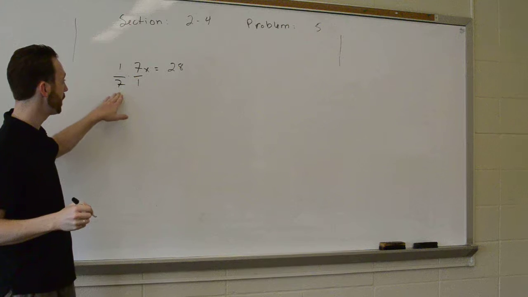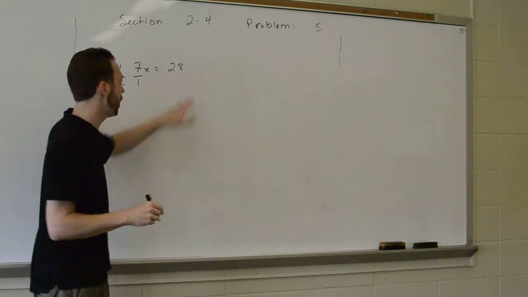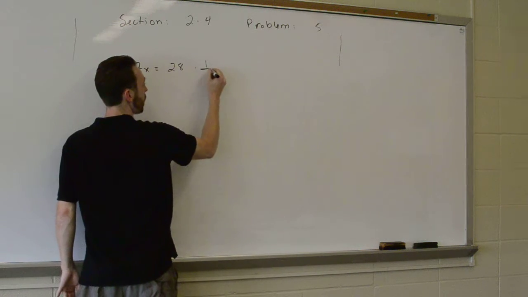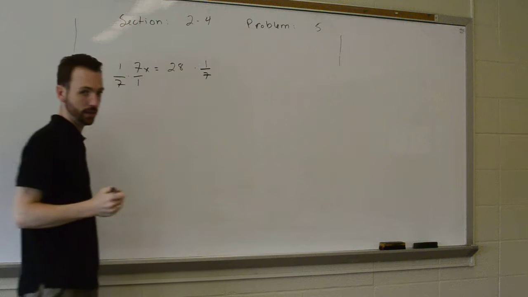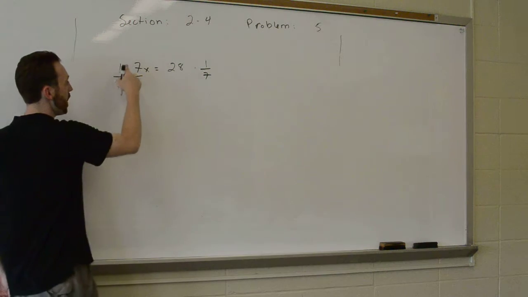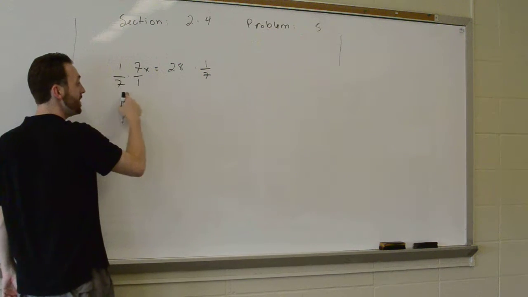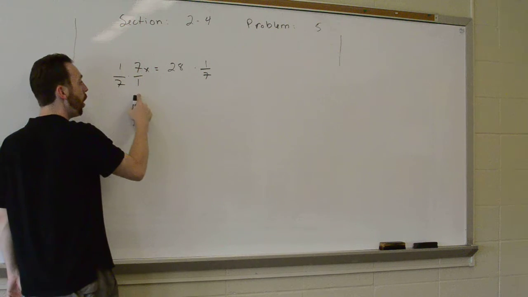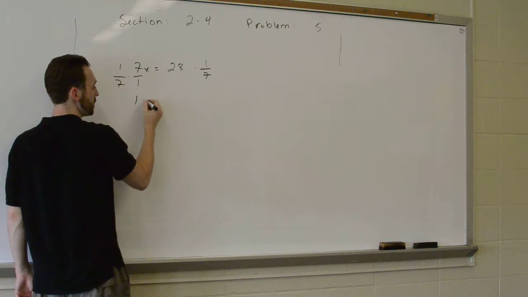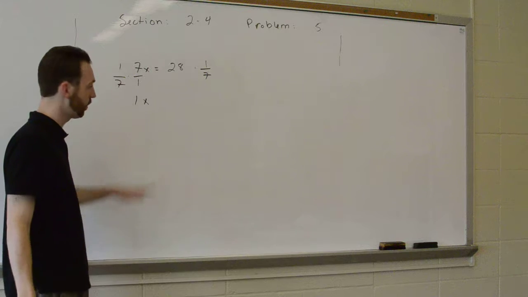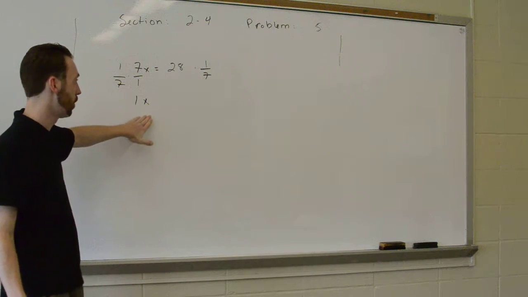So when we multiply the left-hand side by 1 over 7, we also need to multiply the right-hand side by 1 over 7. So what happens here is we have the 1 over 7 and the 7 over 1. These are reciprocals, which always cancel out to give us 1. So on the left, this simplifies to 1x.